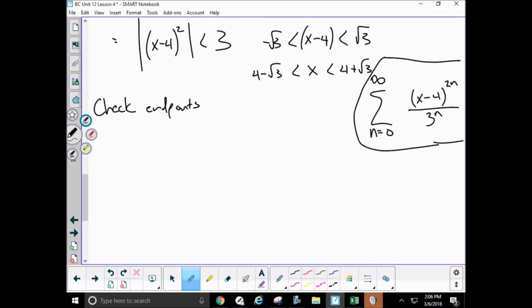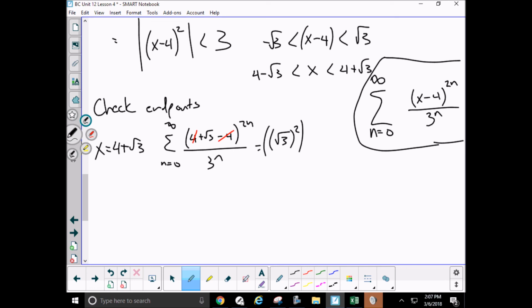I'm going to check when x is 4 plus root 3. Doesn't matter which order you check them. You have the sum, n starts at 0, goes to infinity, of 4 plus root 3 minus 4 to the 2n over 3 to the n. 4's will cancel. Root 3 to the 2n can be written as root 3 squared to the n, which is just 3 to the n over 3 to the n. Cancel, cancel, 1. Sum of 1's, divergent.